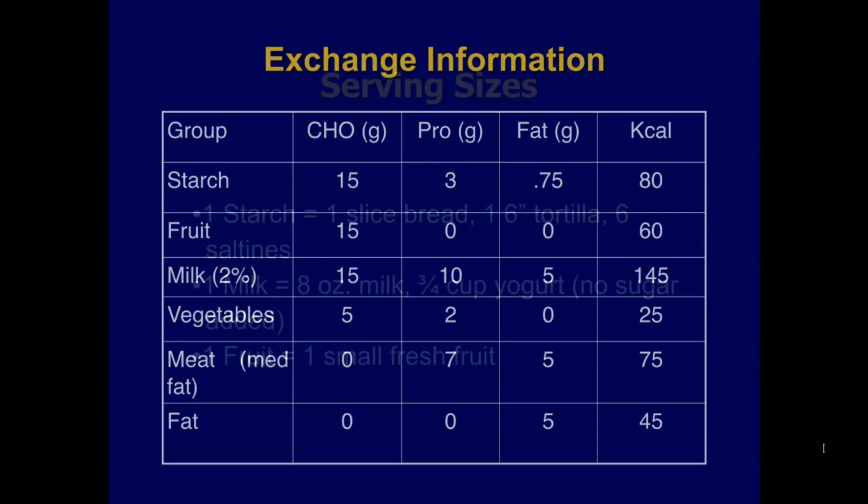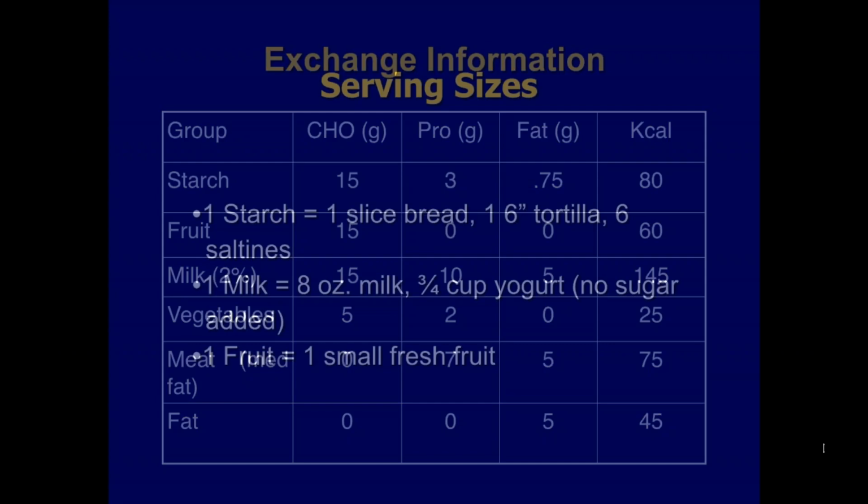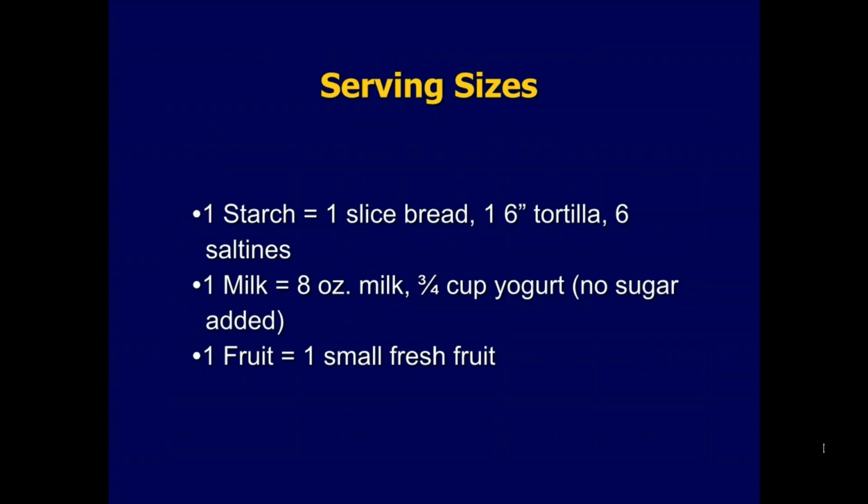Now the serving sizes. This always kind of throws everybody off. One starch is like one slice, or one 6-inch tortilla, or 6 saltines. One milk is about 8 ounces of milk, 1%, 2%, it does not matter. Three-quarters cup of yogurt, but definitely look at the label. No sugar added, definitely not the flavored ones. We're talking about the plain yogurt. One fruit is usually the size of a tennis ball, one small fresh fruit. Cut up, usually about 1/2 cup to 3/4 cup.